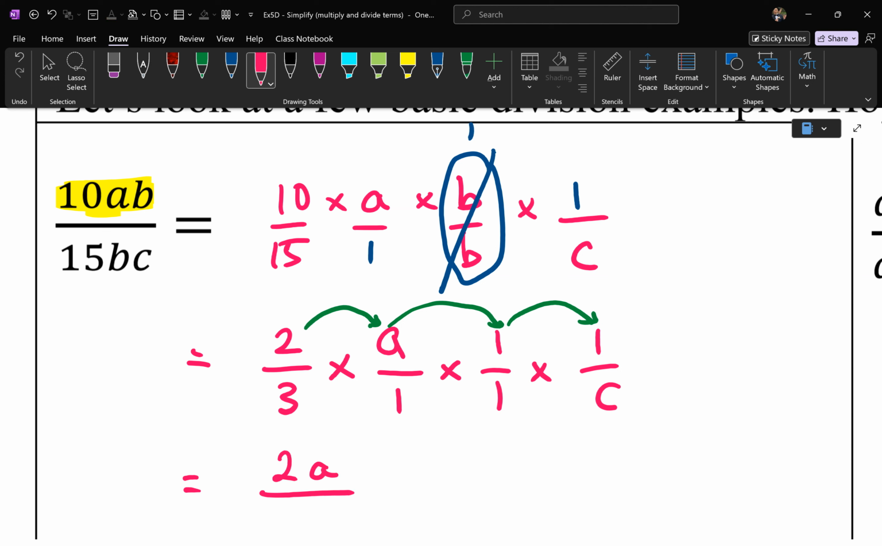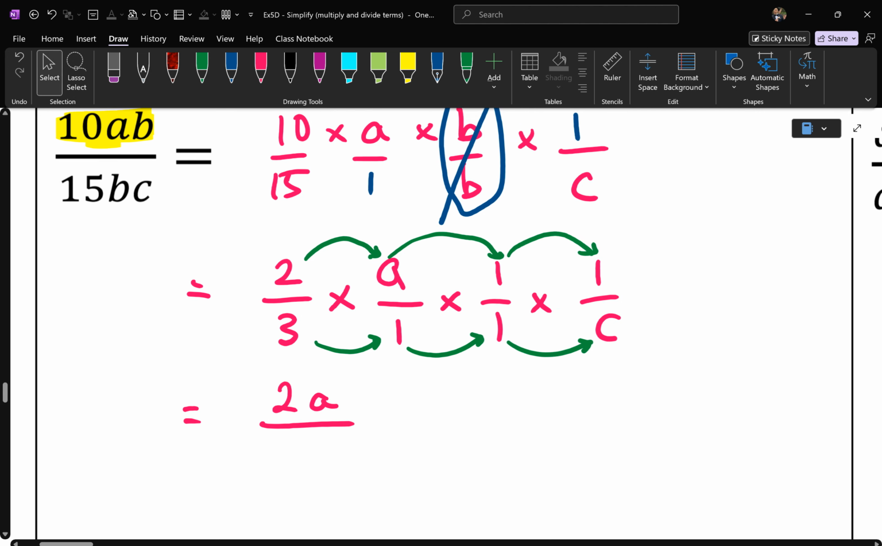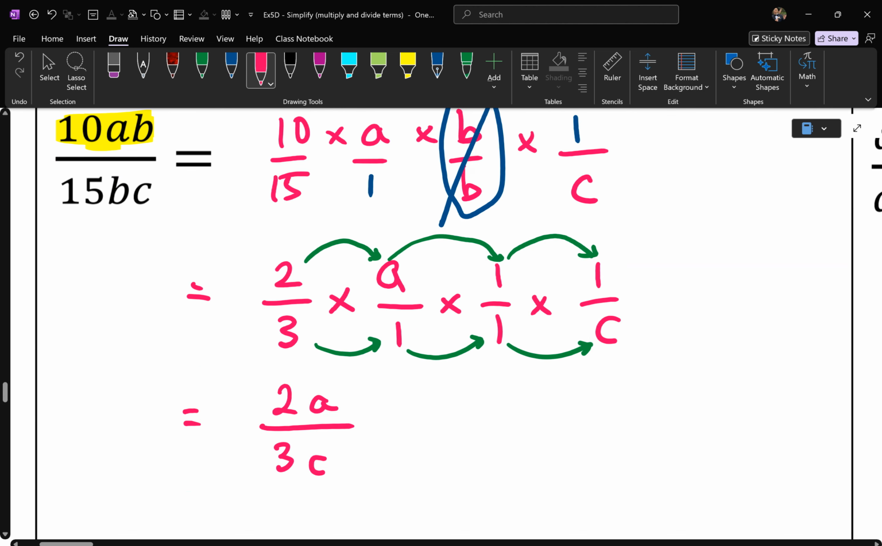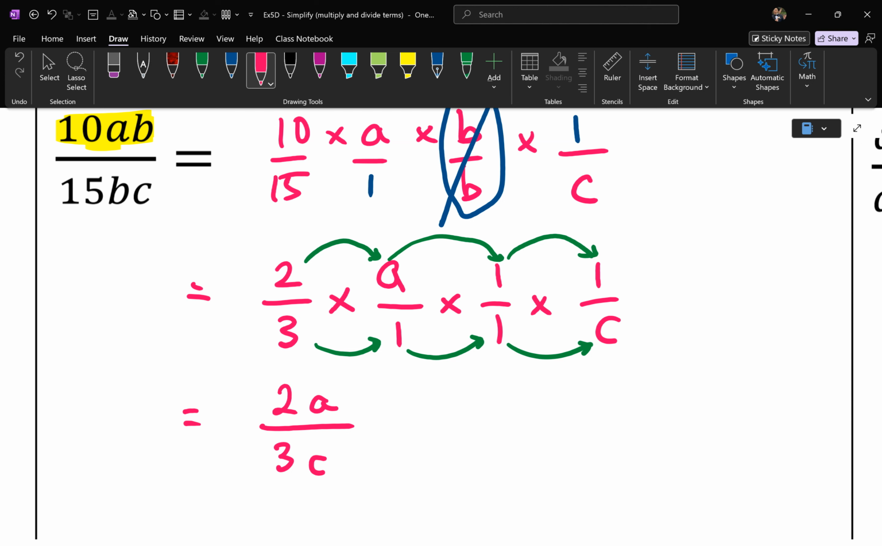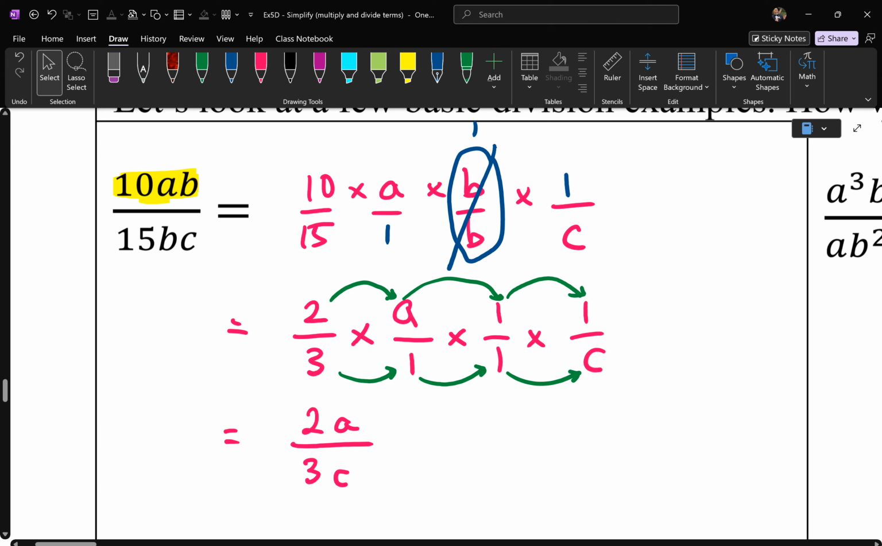On the bottom, let's work the numbers. 3 times 1 times 1 times C. 3C. Very good. So together you get 3C, and that's your answer. There is no more complication. I just took away the times. So 2A over 3C.